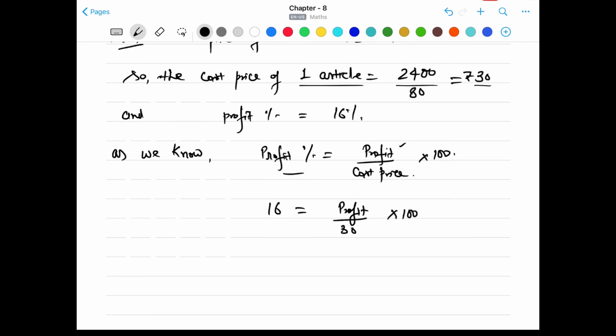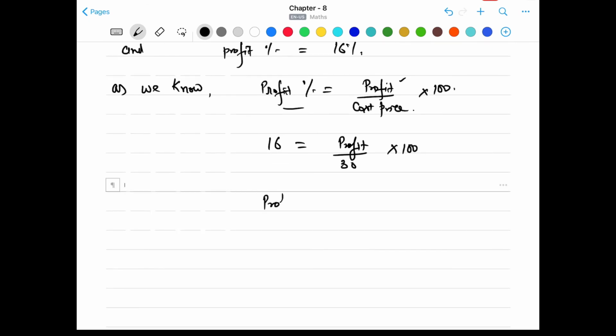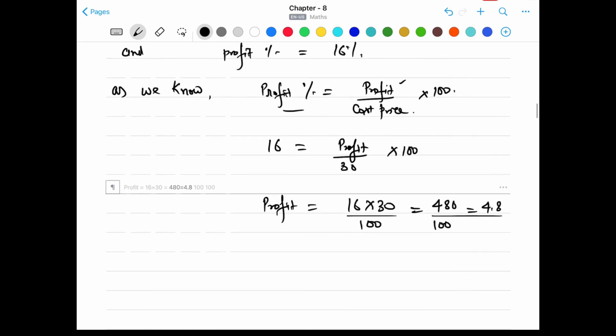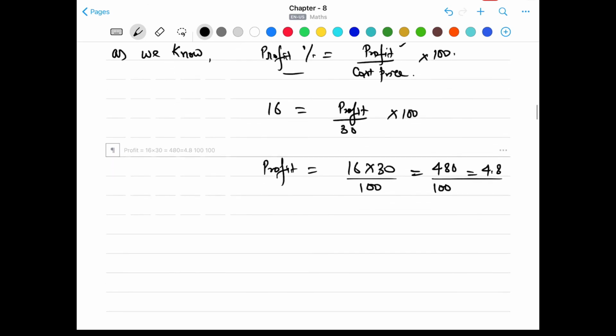So from here, profit will be 16 into 30 divided by 100. That will be 480 divided by 100, which gives us 4.8. So the profit on that article is 4.8 rupees.